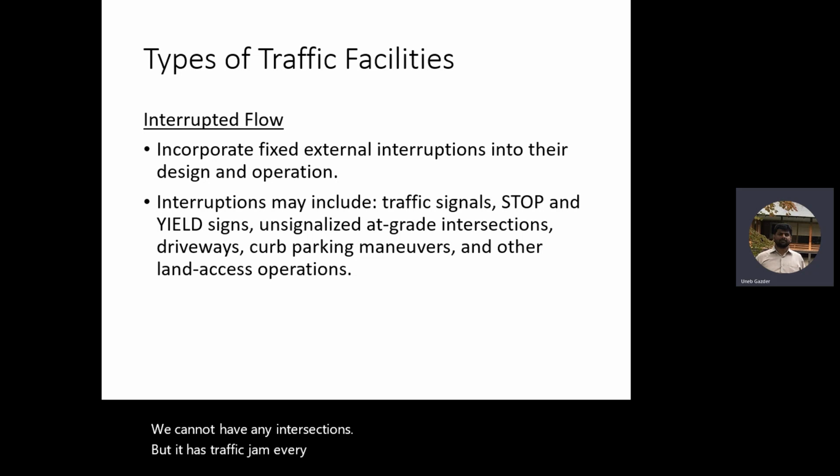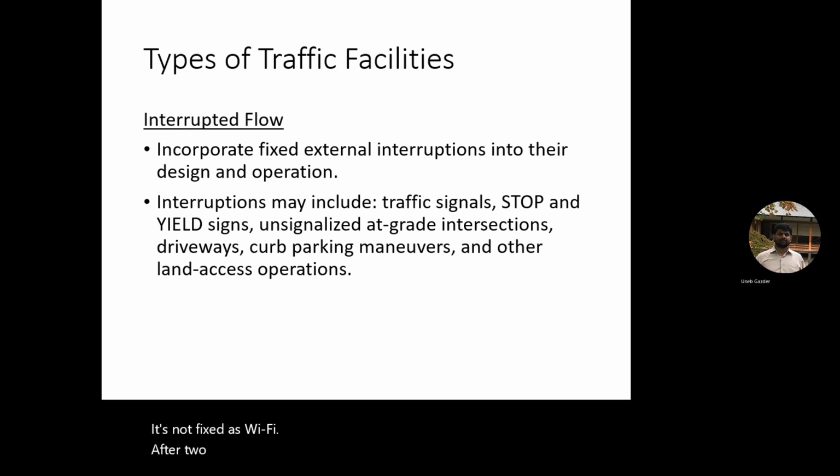Now let's say there is a highway which does not have any intersections, but it has a traffic jam every day for 2 hours. What is it? Interrupted or uninterrupted? Uninterrupted. Why? It's not external. Okay, and also it's not fixed. After 2 hours, there is no traffic there. The traffic is moving normally. Okay, clear?